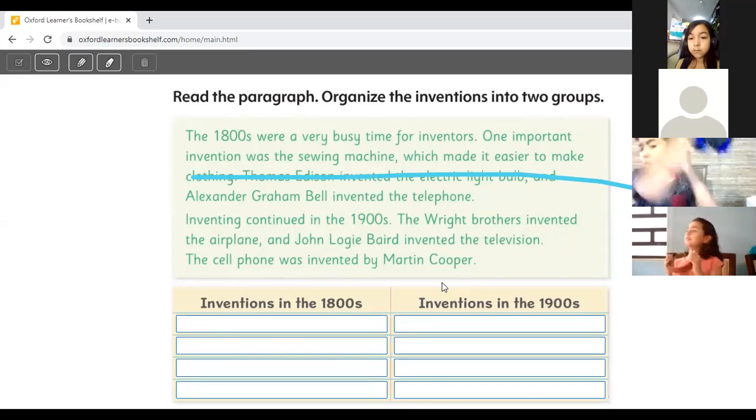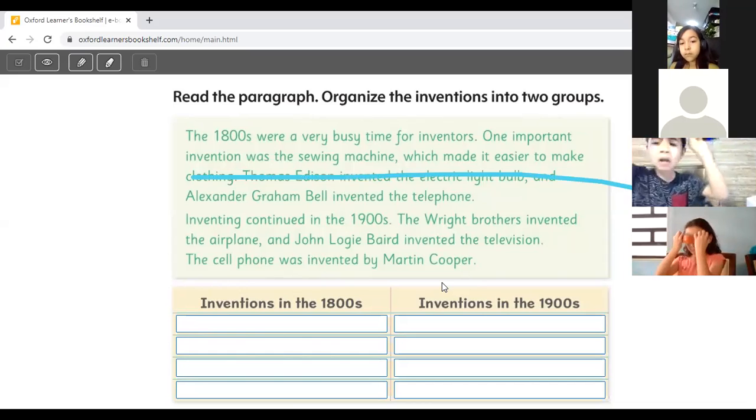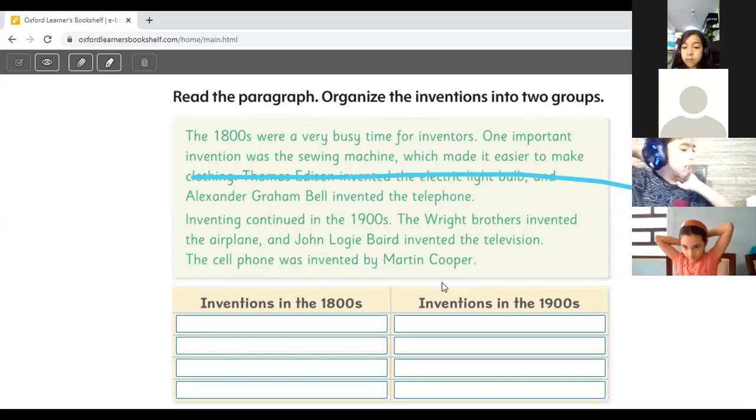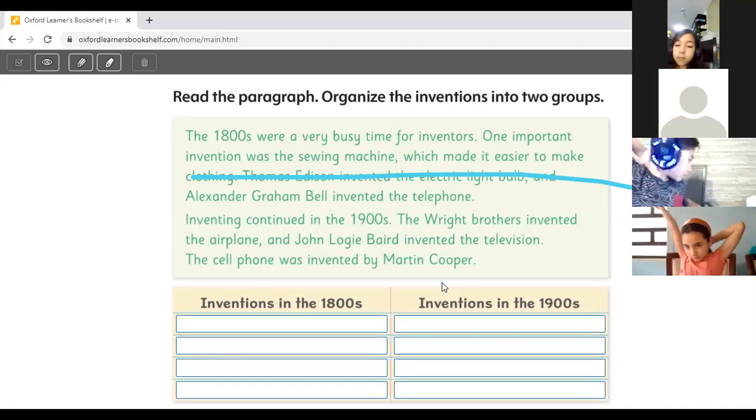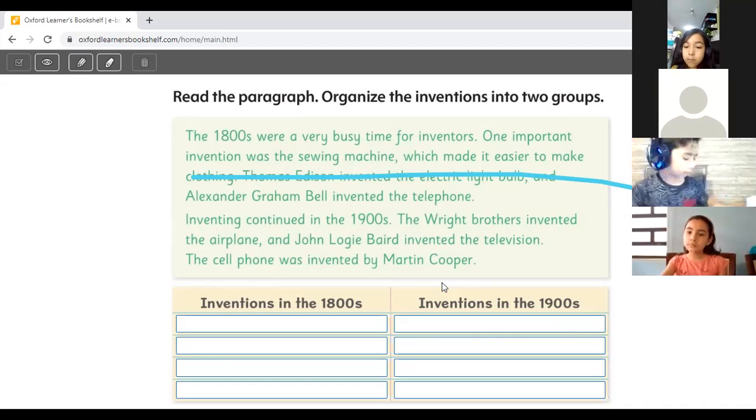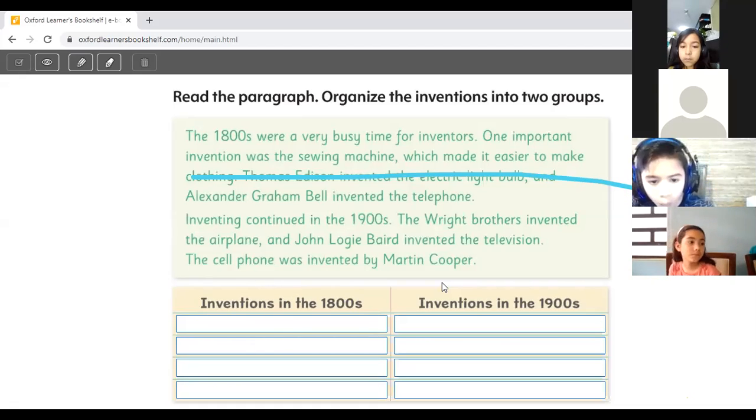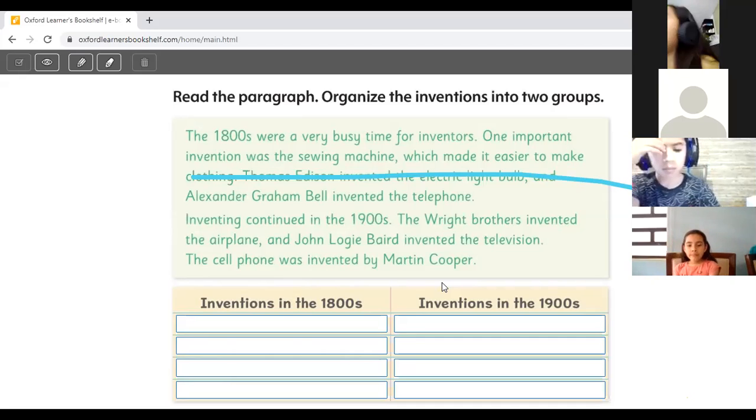Thank you. So, in this paragraph, you have inventions from the 1800s and inventions in the 1900s. So you have to classify the inventions, okay? In the first column, write down the inventions in the 1800s, and in the other column, the inventions in the 1900s. Okay, for example, the first column, inventions in the 1800s. Who can tell me one invention in the 1800s?